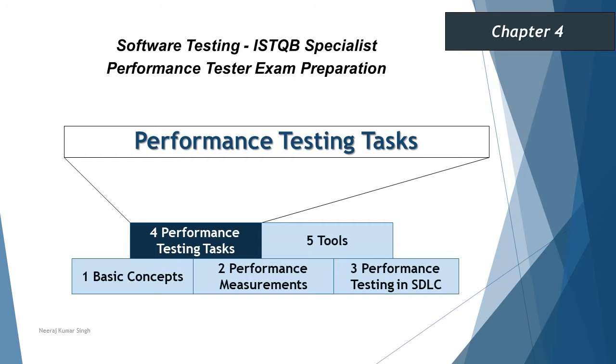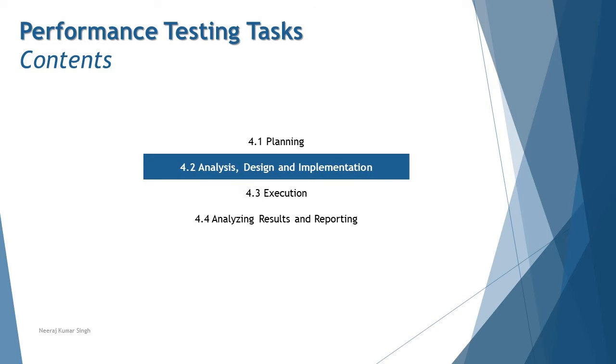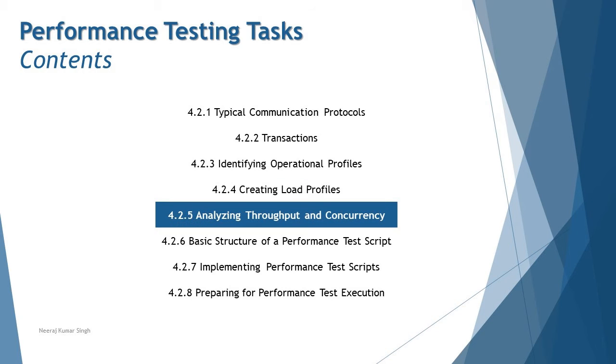We are in chapter 4 talking about performance testing tasks and continuing ahead with 4.2 Analysis, Design and Implementation. As a part of this topic, we are further breaking down into subtopics and moving into the next subtopic, 4.2.5, Analyzing Throughput and Concurrency.